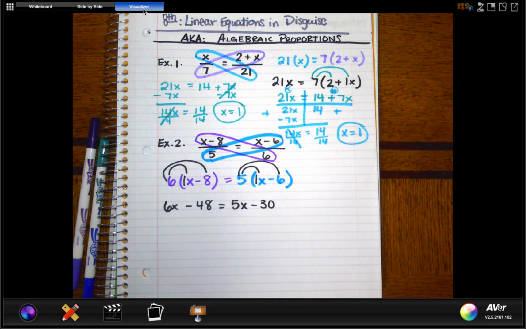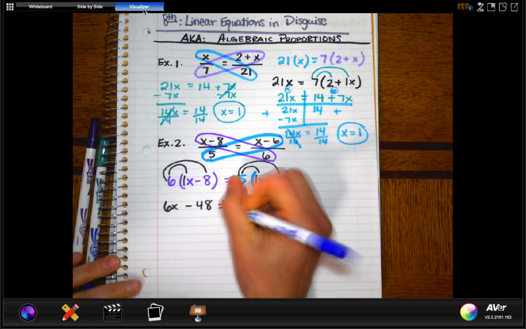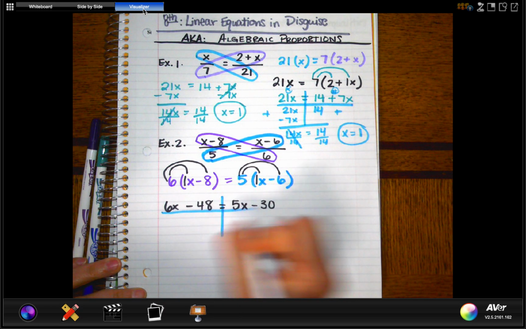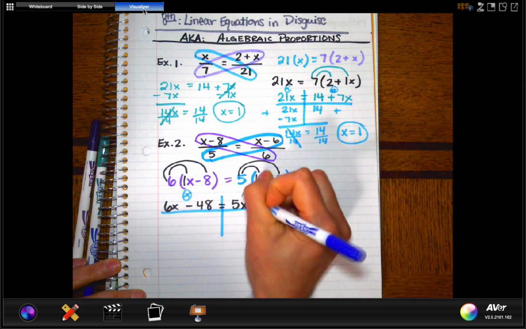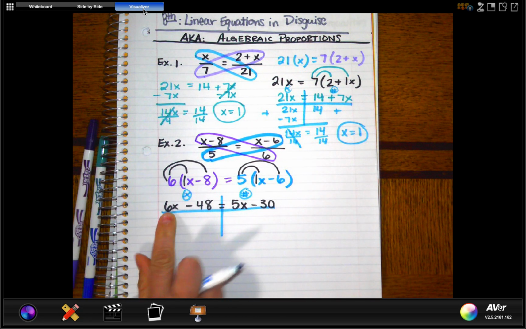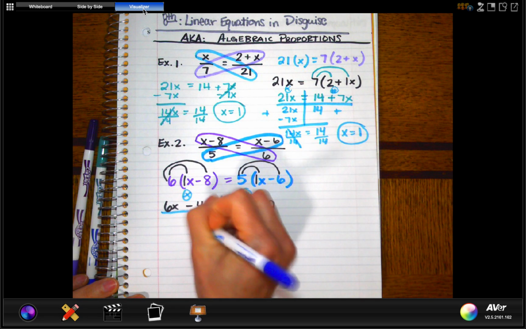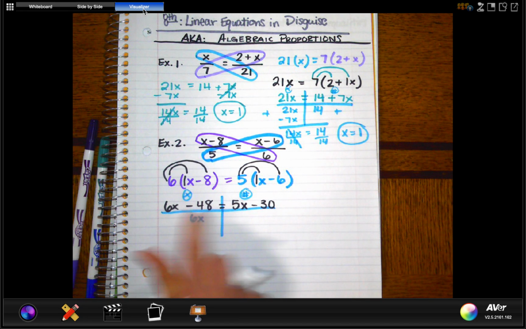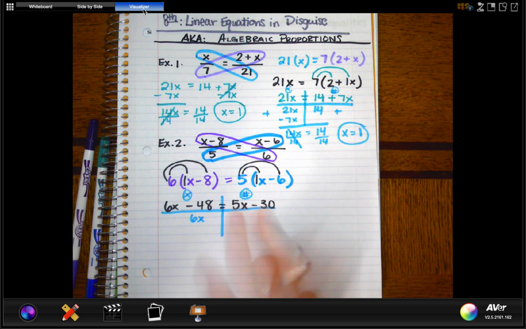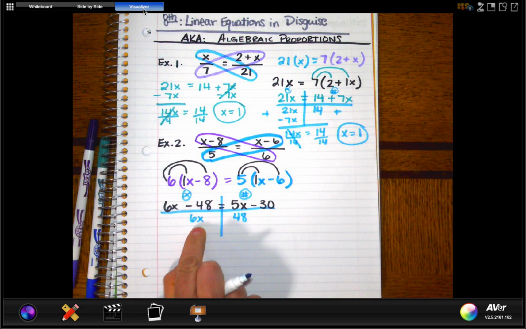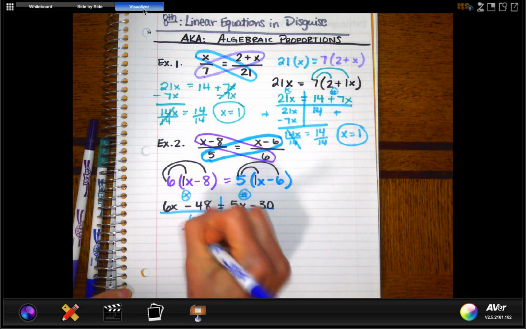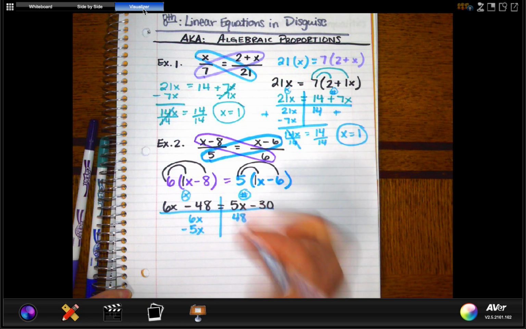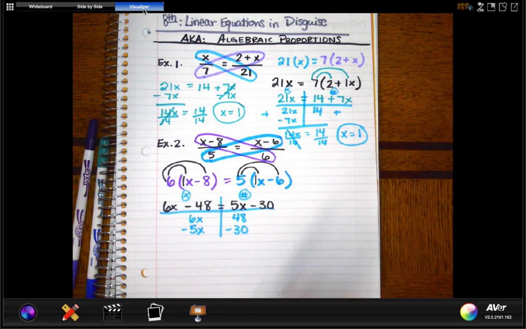Okay, if you are in my class, you know by now we make a t-chart. So I'm going to go ahead and do that. So line down the equal sign, line underneath, x is on the left, numbers go on the right. So 6x is where it needs to be. It stays and stays positive. Negative 48 crosses the line and becomes positive 48. 5x has to cross over here to become negative 5x. And negative 30 is in its correct spot, so we keep it negative.